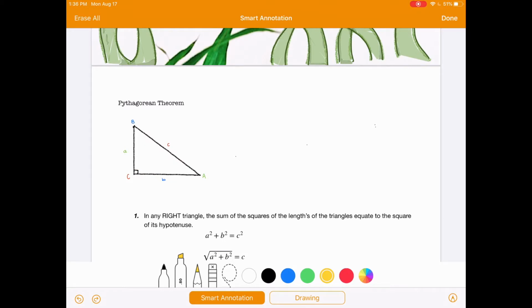In any right triangle, the sum of the squares of the legs of that triangle is equal to the square of its hypotenuse. The Pythagorean Theorem, a formula credited to Pythagoras, I'm not sure if I'm pronouncing his name correctly. Either way, he was a Greek mathematician.